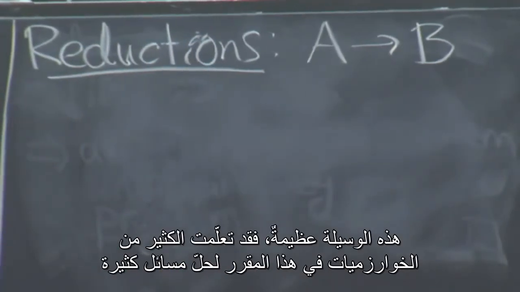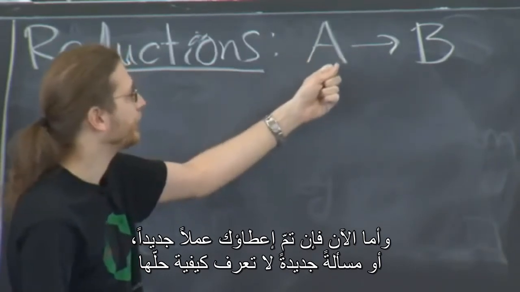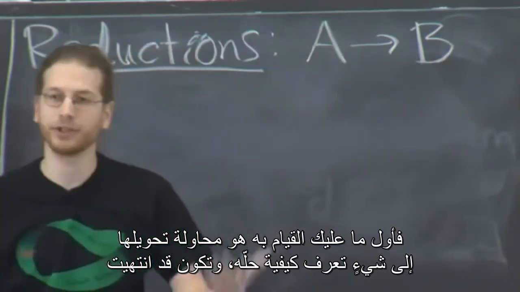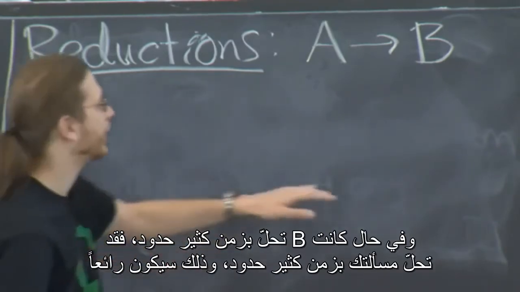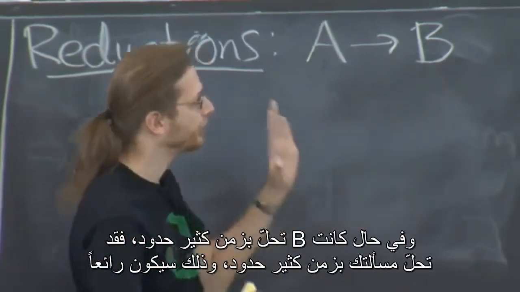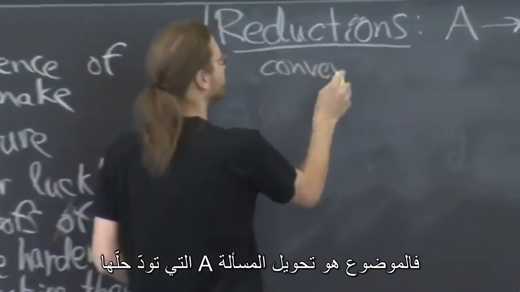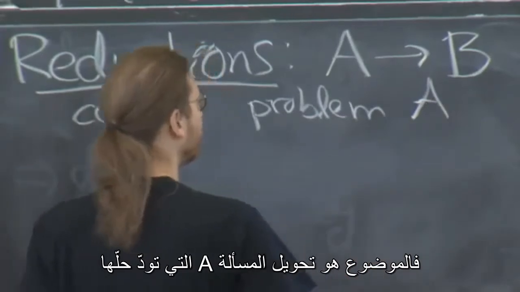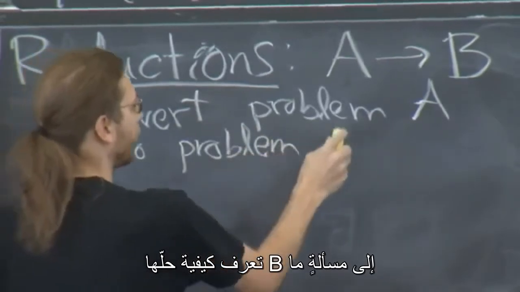This is a great tool because in this class you learn tons of algorithms for solving tons of problems. Now, someone gives you, in your job or whatever, or you think about some problem that you don't know how to solve. The first thing you should do is, can I convert it into something I know how to solve? Because then you're done. Now, it may not be the best way to solve it, but at least it's a way to solve it. Probably in polynomial time, because if we think of B as things you can solve in polynomial time, great. So just convert problem A, which you want to solve, into some problem B that you know how to solve.